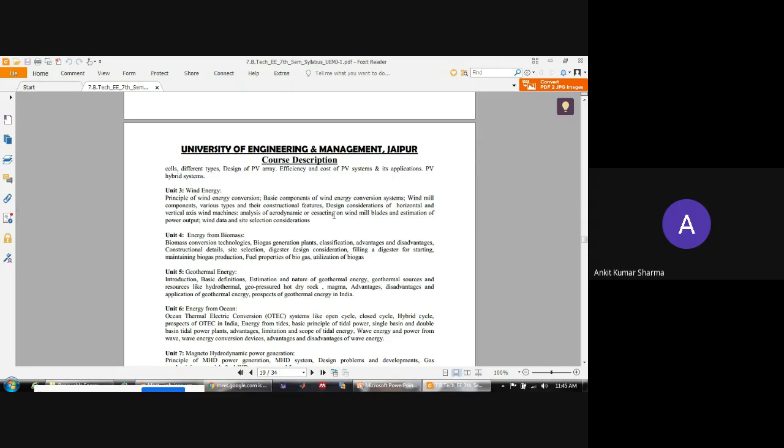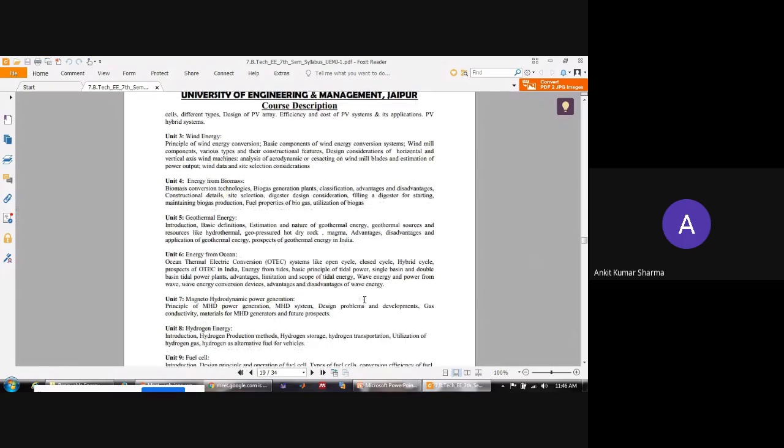Then we will discuss unit 5, geothermal energy. There are two words, geo and thermal. Geo represents the geographical or the earth crust, and thermal represents heat energy. So, in geothermal energy, we will discuss the introductory part, the basic definition, and the nature of geothermal, geopressure, hot dry rocks, magma, and the advantages, disadvantages, and applications of geothermal energy, and the prospects of geothermal energy in India. In unit 6, we will discuss energy from the ocean.